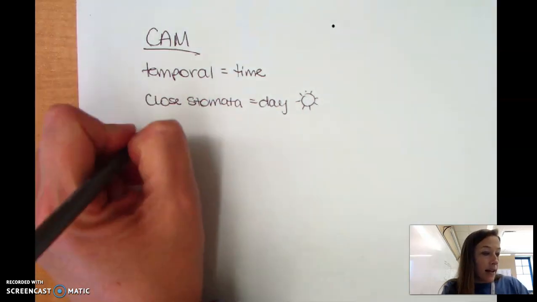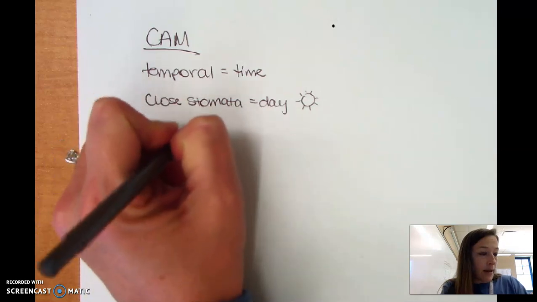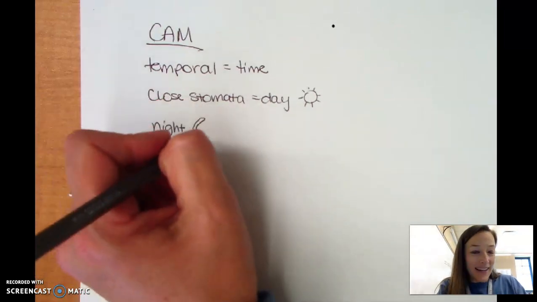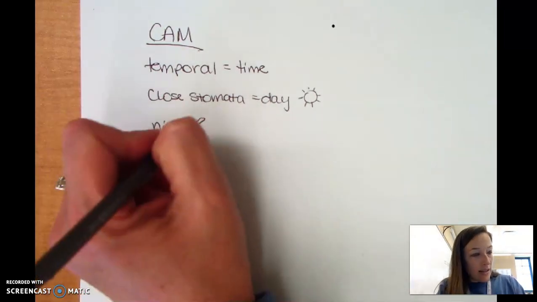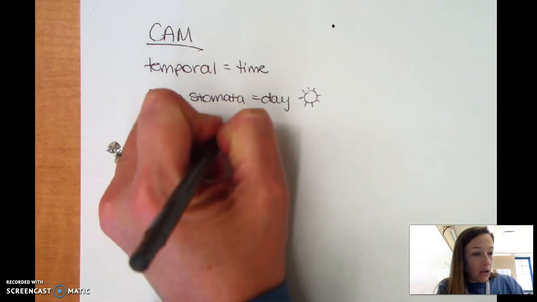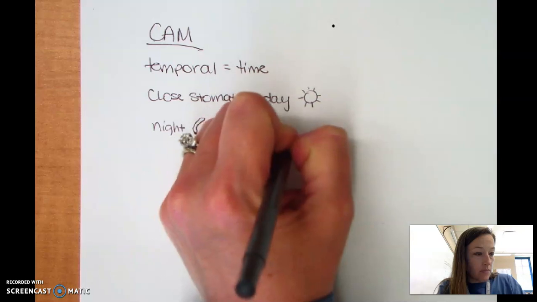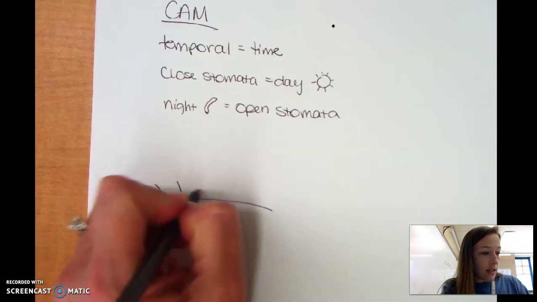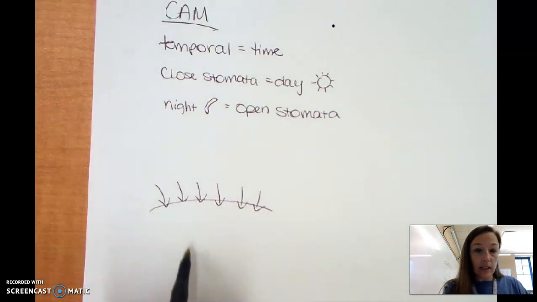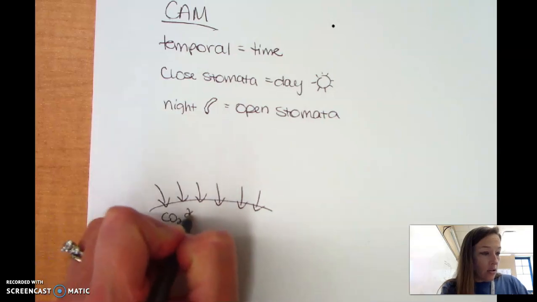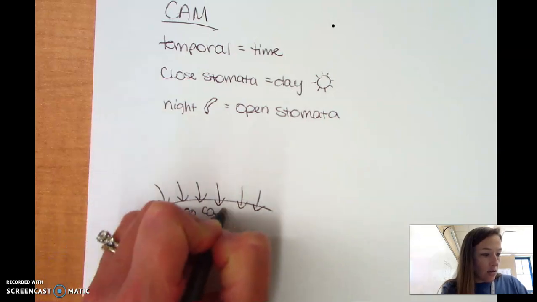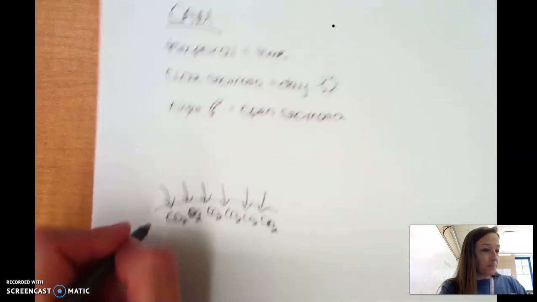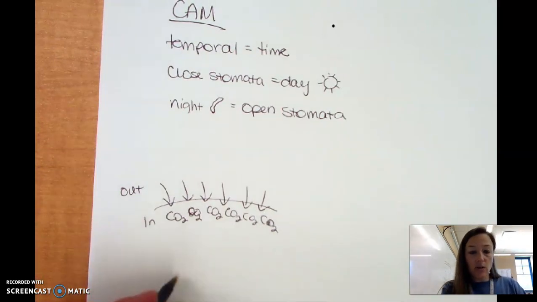At night, so when the sun goes bye-bye, and chances of me drawing a moon, wow, y'all, I can't even draw a moon. That's pretty sad. Anyway, that's supposed to be a moon. When the moon comes out, they are going to open their stomata. And what they are going to do all night long is bring in CO2. So pretend like this is a leaf and these are all the stomata. And just all night long, CO2, CO2, CO2. They're going to release any oxygen from the day. They're going to bring in CO2 all night long.